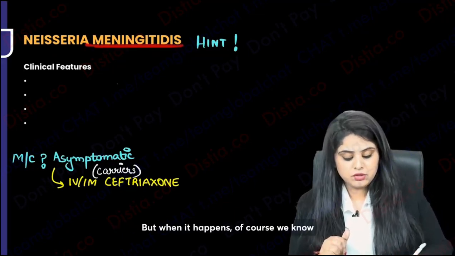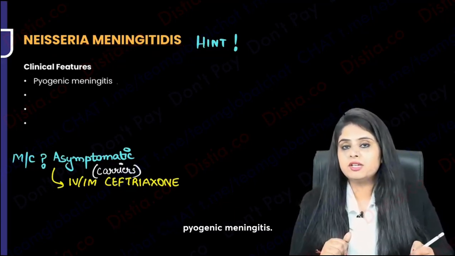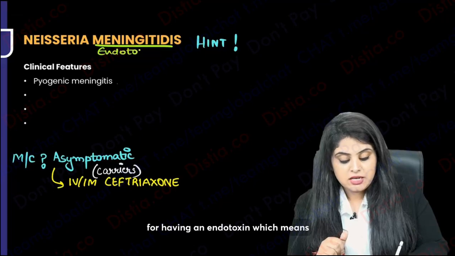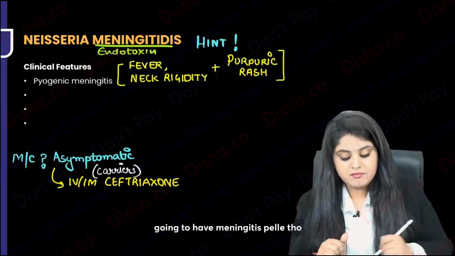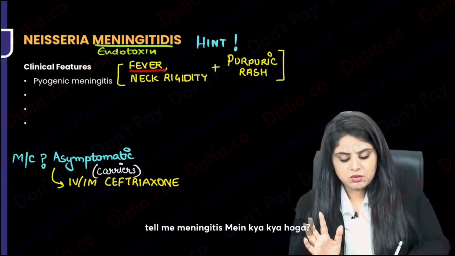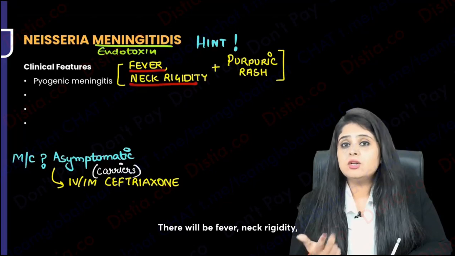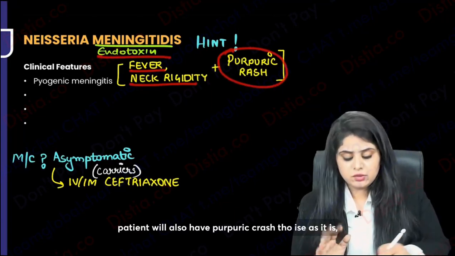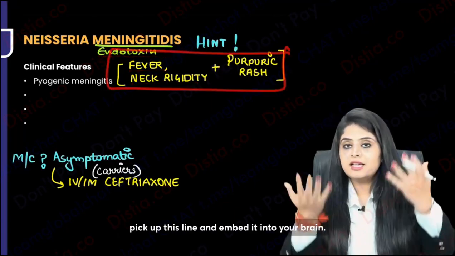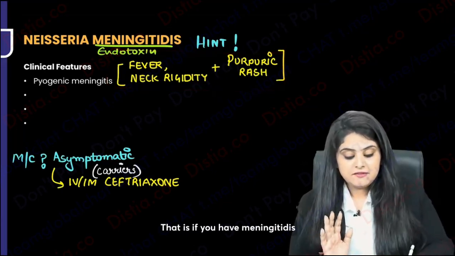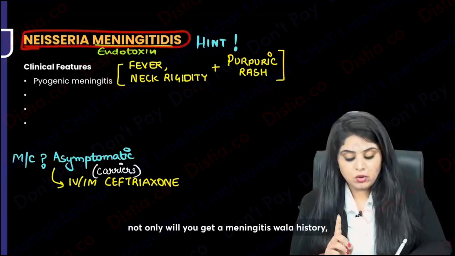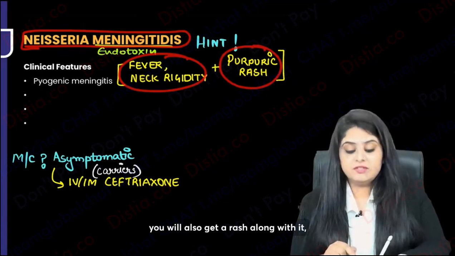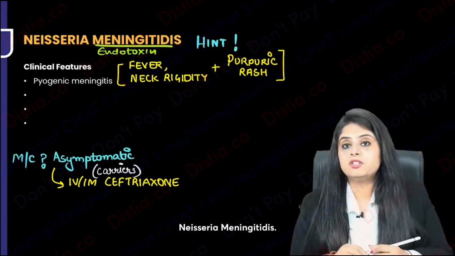But when it happens, of course, we know this is going to result in meningitis, pyogenic meningitis. But also remember, this is very, very famous for having an endotoxin, which means that not only are the patients going to have meningitis. First tell me, what will happen in meningitis? There will be fever, neck rigidity, all these signs will be positive. But because of the endotoxin, the patient will also have a purpuric rash. So take this line as it is and embed it into your brain. That is, if you have meningitis, not only will you get a meningitis history, you will also get a rash along with it, and that is when you suspect Neisseria meningitidis.